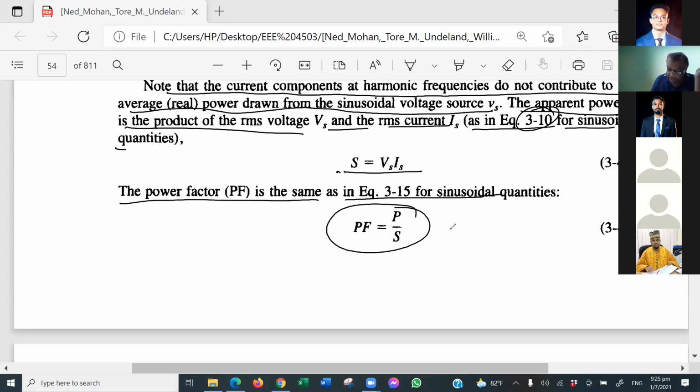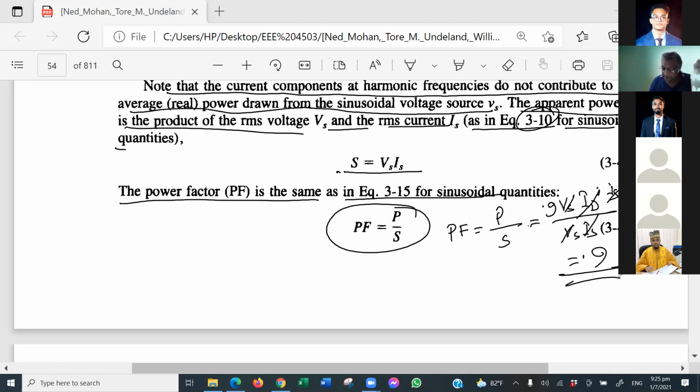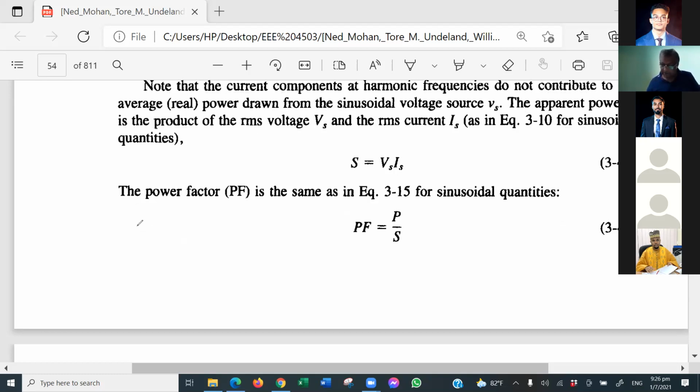Then what they do, the power factor will be P by S, and this P will be 0.9 VS ID, which is your IS, and this is your VS and IS. So this VS cancels and this IS cancels, and the power factor is 0.9. Now we have to see equation number 3.15 and 3.10.